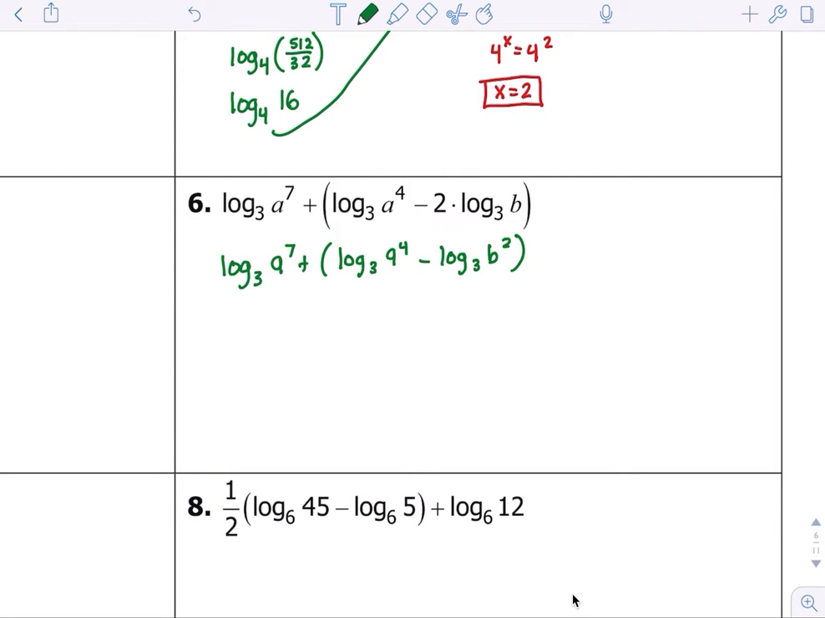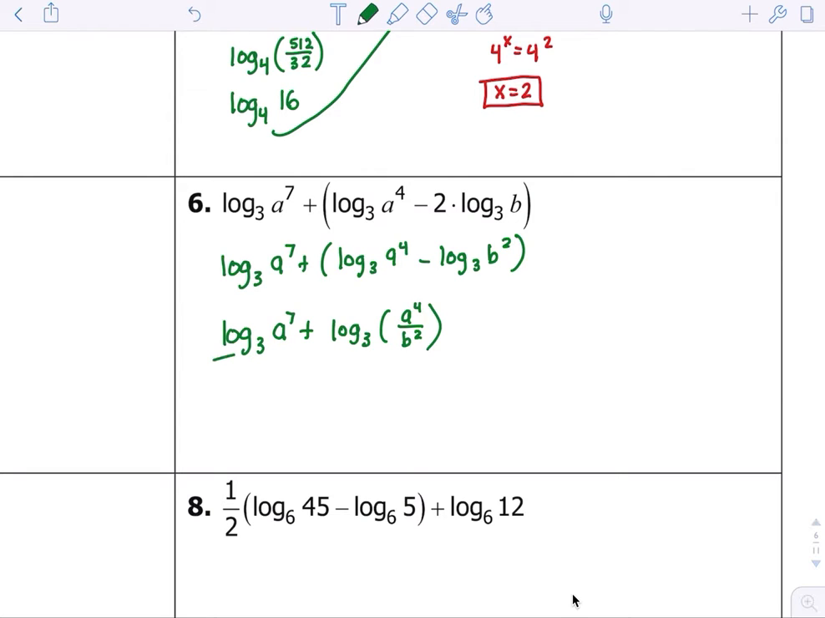So now let's work with the parentheses and see we have log and there's a minus sign, so that means we can use the quotient rule. Log base 3 of a to the 7th plus log base 3 of a to the 4th divided by b squared.